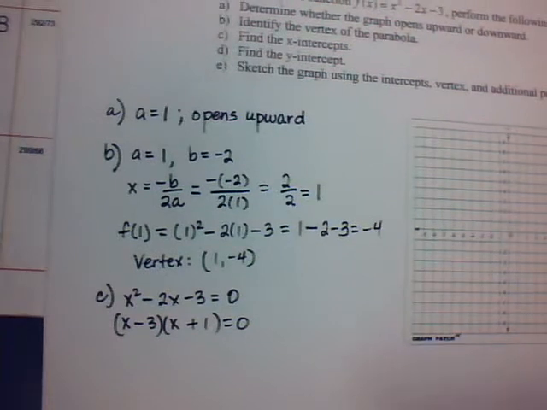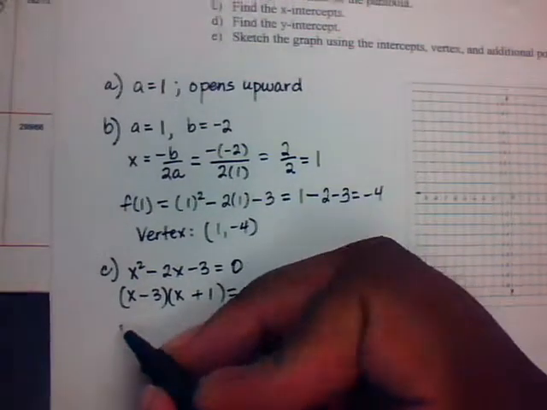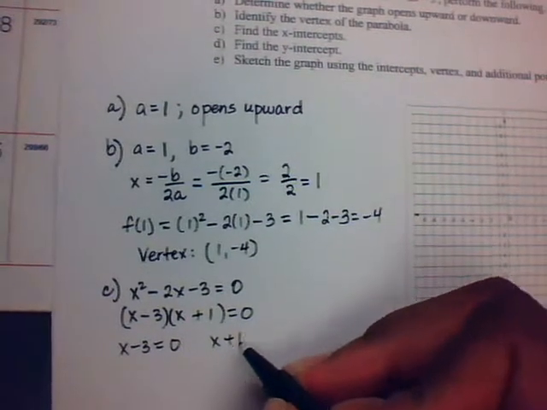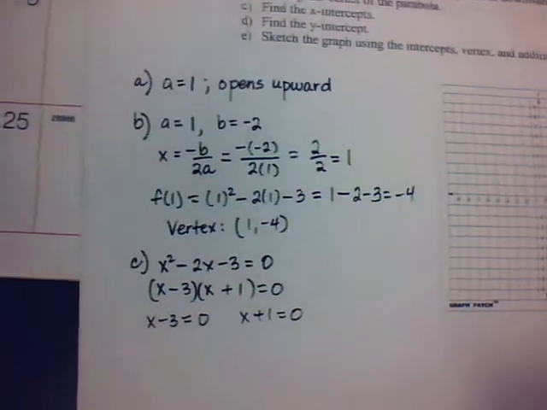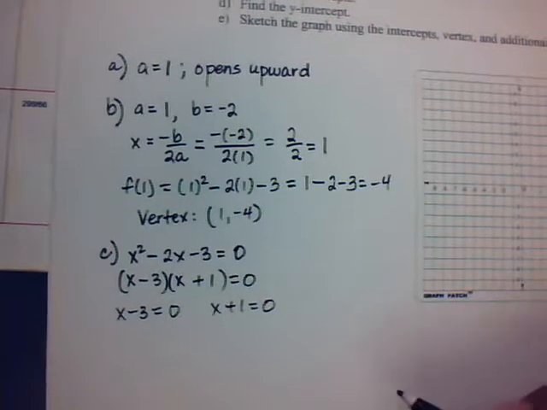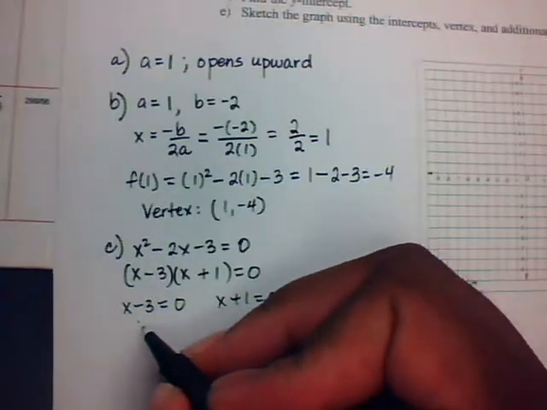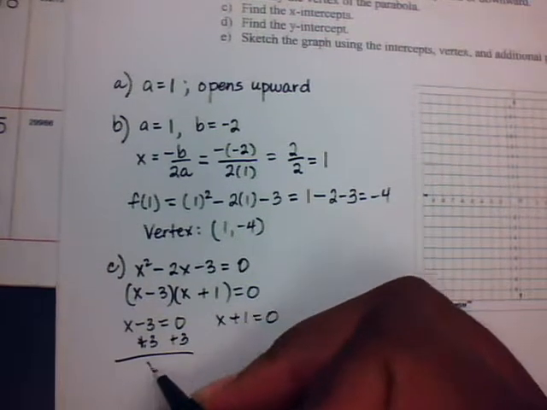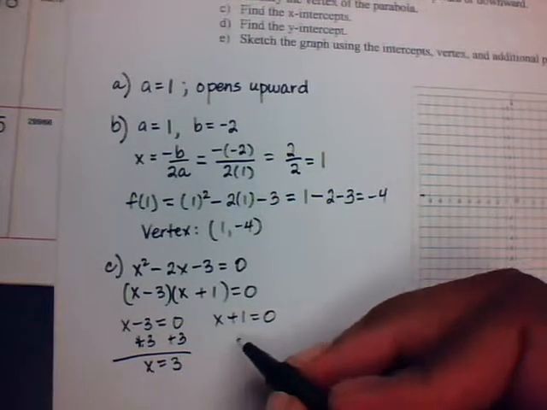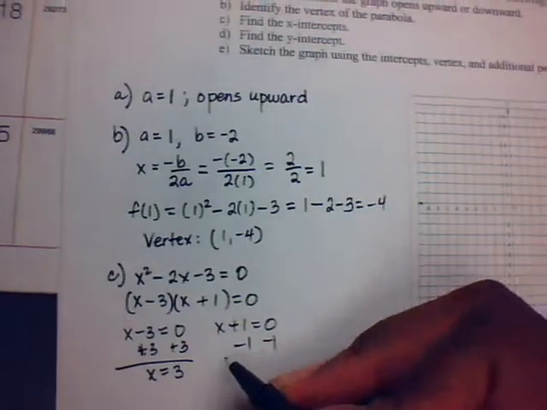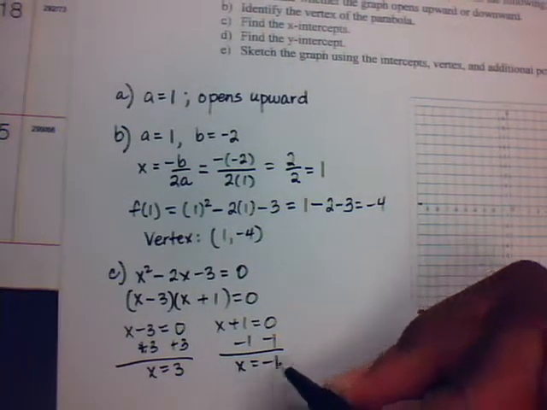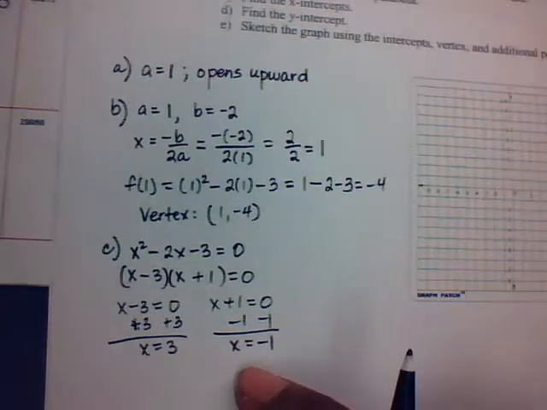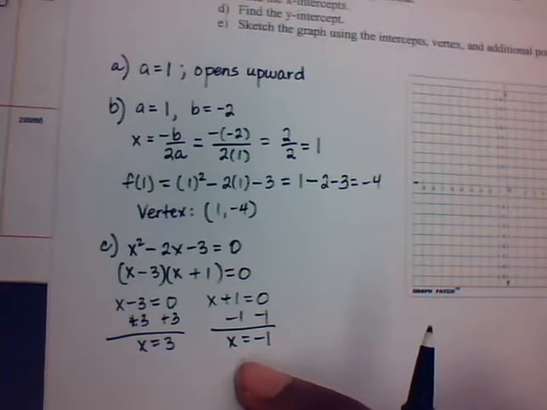And then we set each binomial factor equal to 0. So we set x minus 3 equal to 0, x plus 1 equal to 0. And then from there we go ahead and solve for x for each equation. So for x minus 3 is equal to 0, you'll have x is equal to 3. And then for x plus 1 is equal to 0, you'll have x is equal to -1. So my 2 x-intercepts will be at 3 and -1.